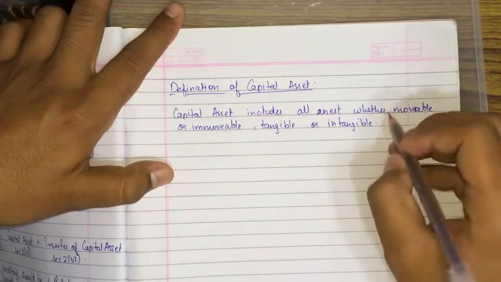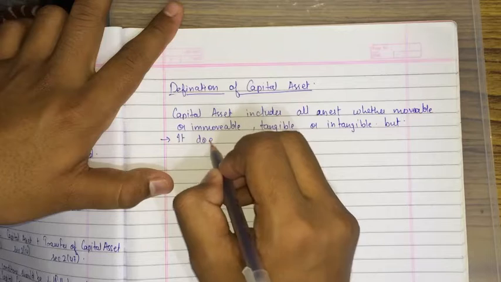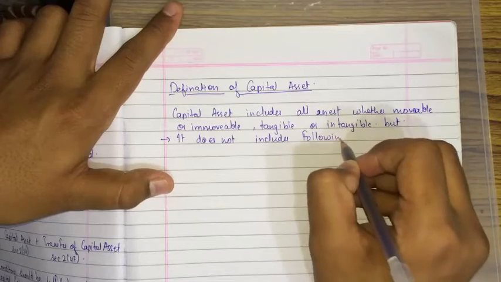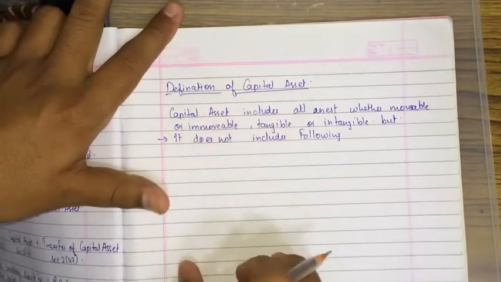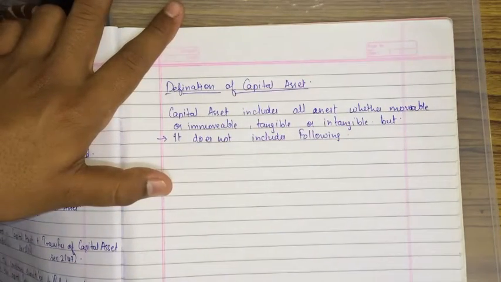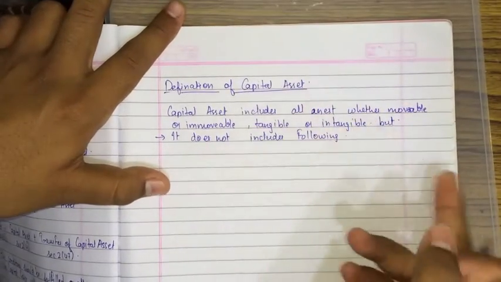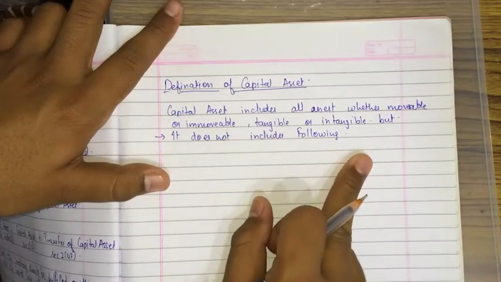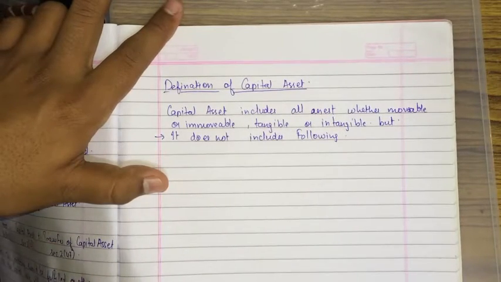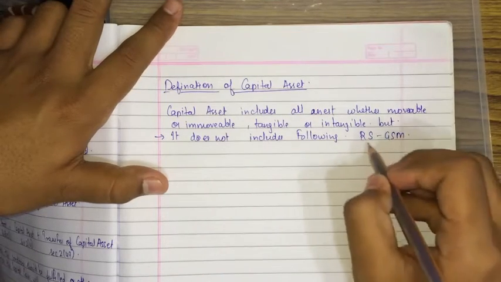There is nothing new, but it does not include the following. It does not include the following means what? There is a list of capital assets that are capital assets, but for this chapter they are not treated as capital assets. Are you understanding it? So they are excluded from this definition even though they are capital assets. On those capital assets, capital gain will not be charged. Are you getting me? So what is that? First I'll give you the code so that you can easily remember what they are. That is RSGSM. What is this RSGSM?